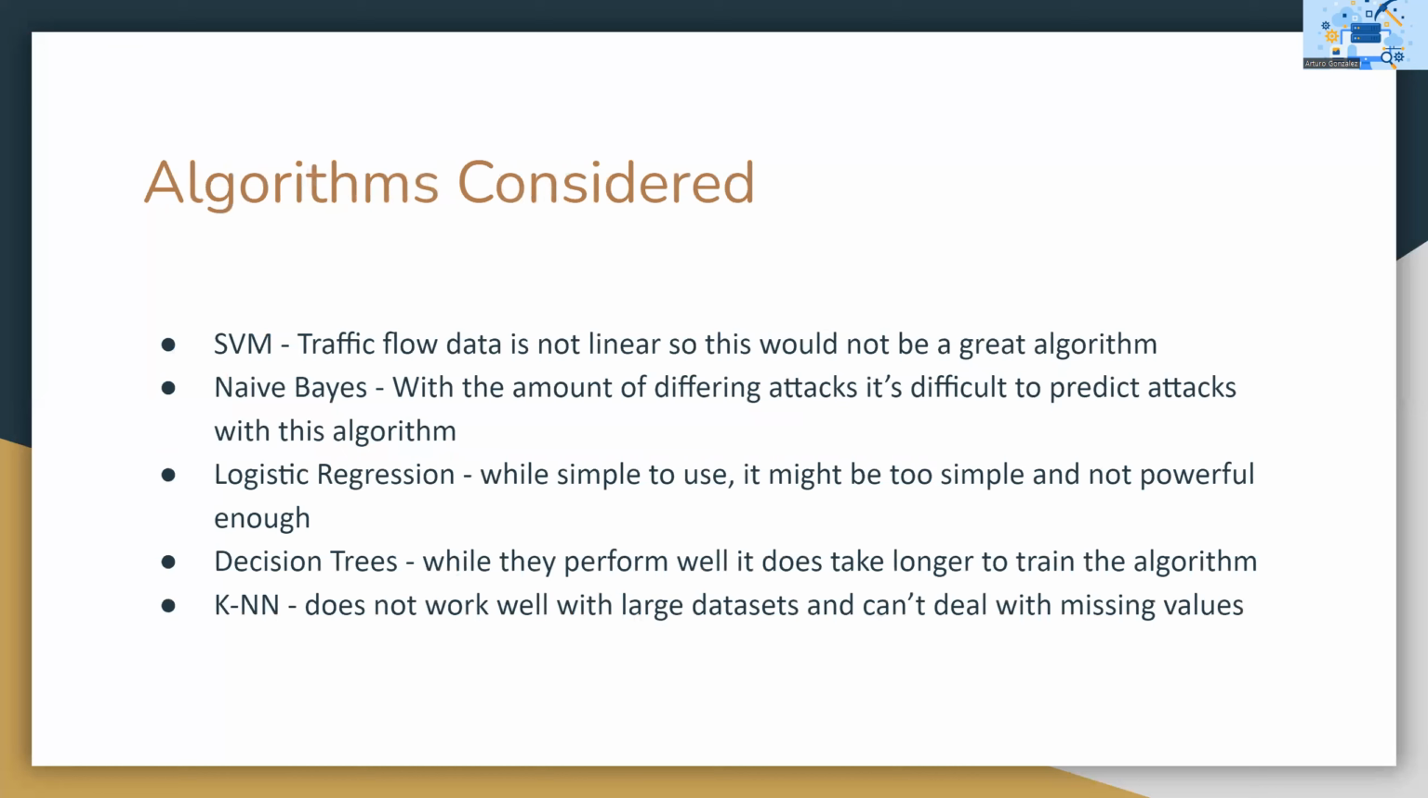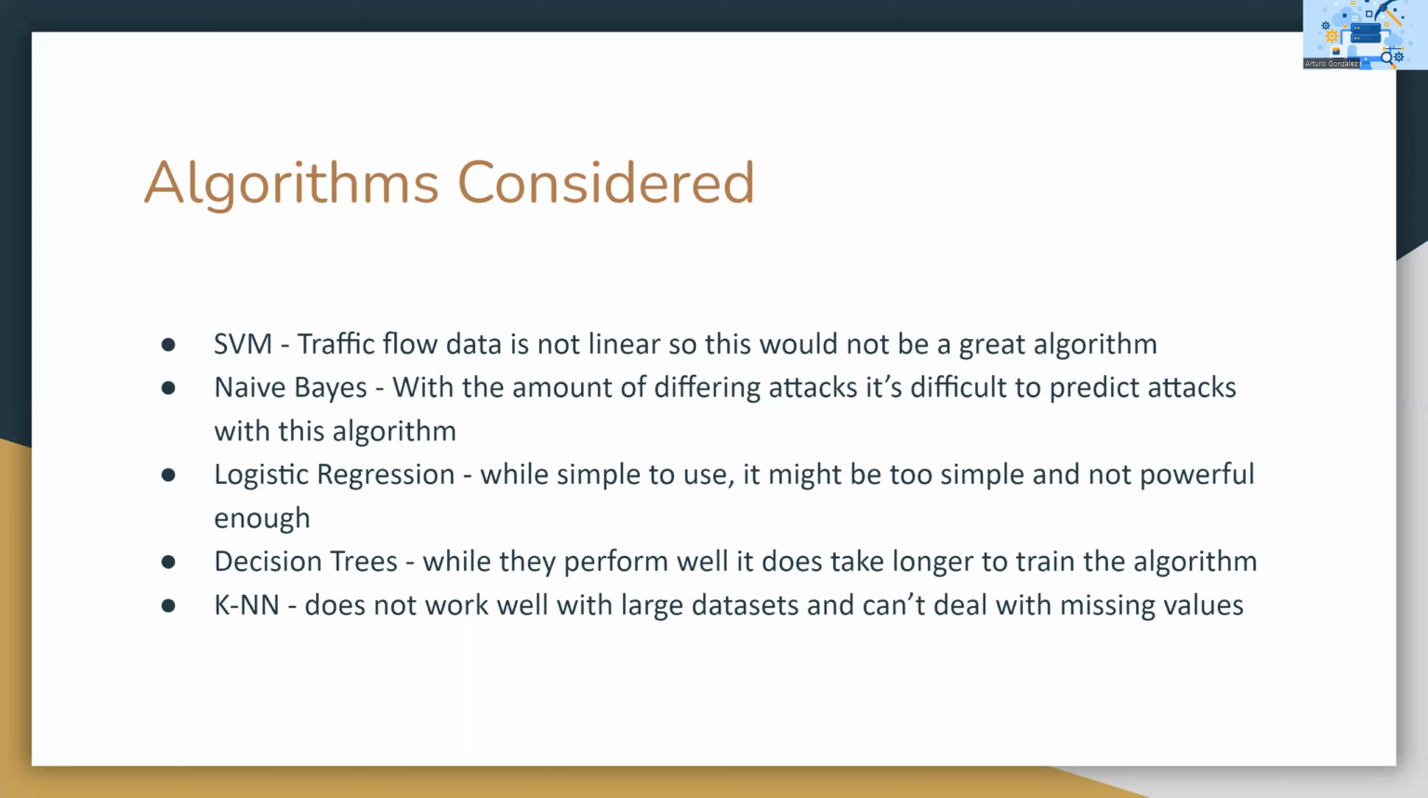So we considered a few different algorithms. We considered SVM, but traffic data is not linear, so you can't really split it in half. Naive Bayes, it's just hard to predict the attack with this algorithm, due to the fact that with Naive Bayes, you really need to have the same demographic of data points, and you won't be seeing the same demographic.